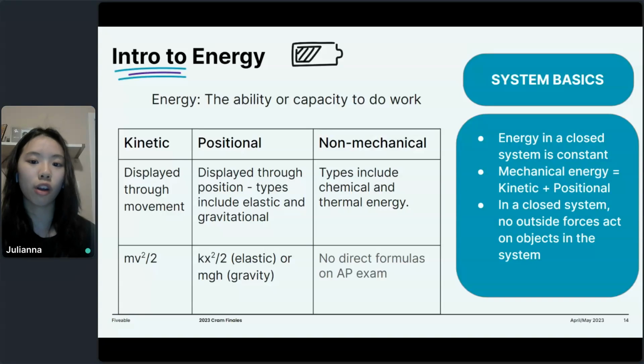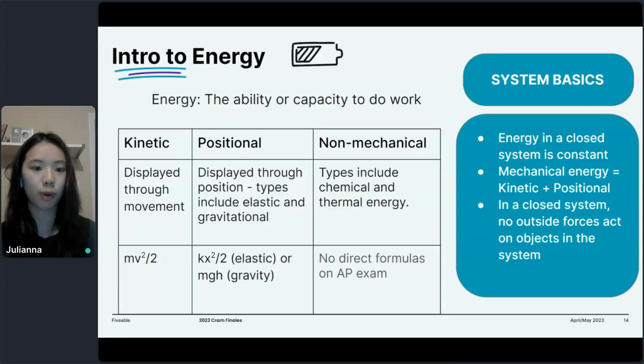Also, in a system, there is something called mechanical energy, which is kinetic plus positional energy. And in most systems in AP physics, you're going to deal with constant mechanical energy, which means you're only taking kinetic and positional energy into account, and you're not really accounting for the force of friction or chemical forces or other forces unless a problem tells you to. Also, something to remember is that in a closed system, no outside forces will act on objects inside the system. So basically, the three general categories of energy are kinetic, positional, and non-mechanical.